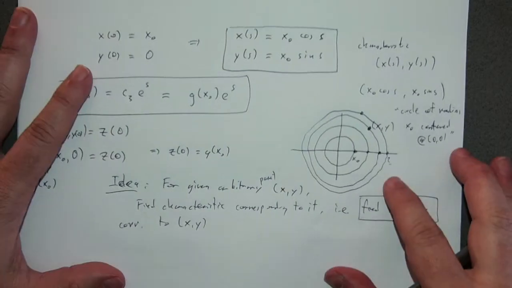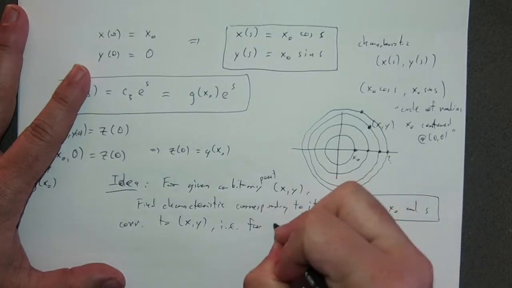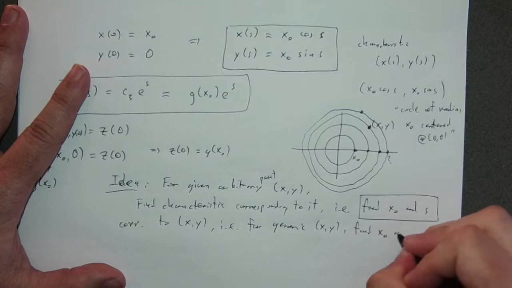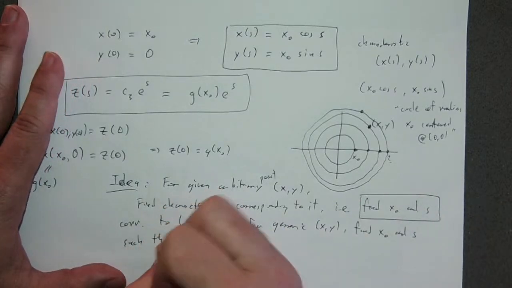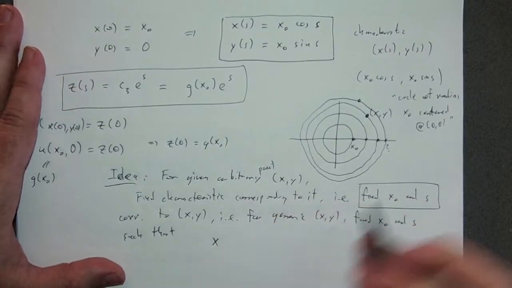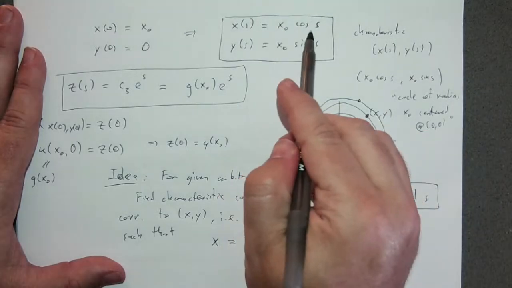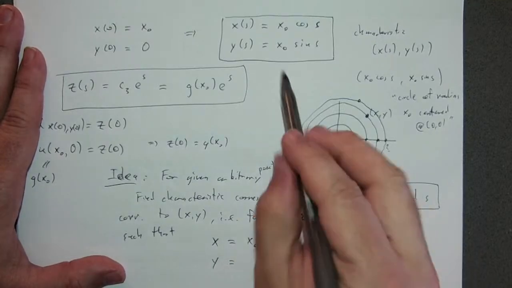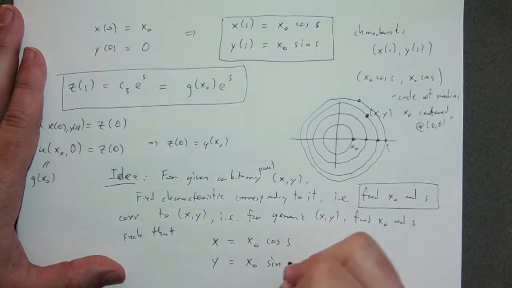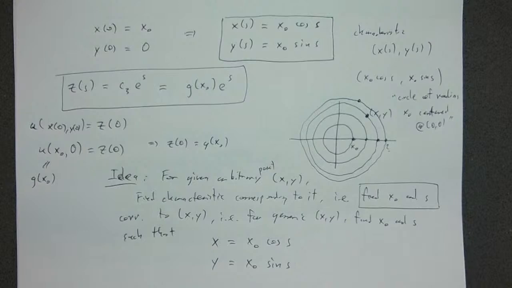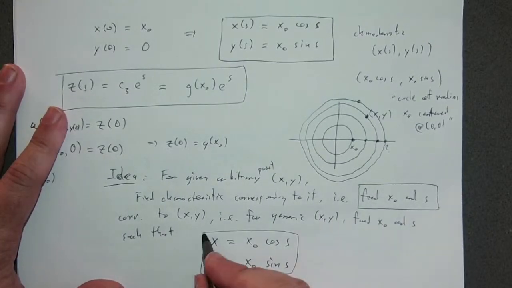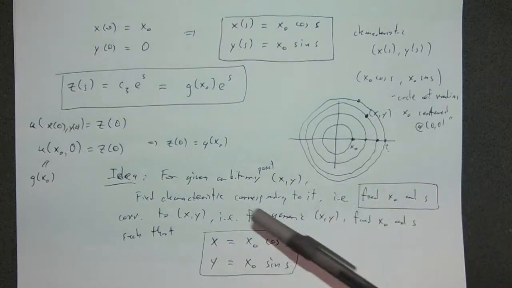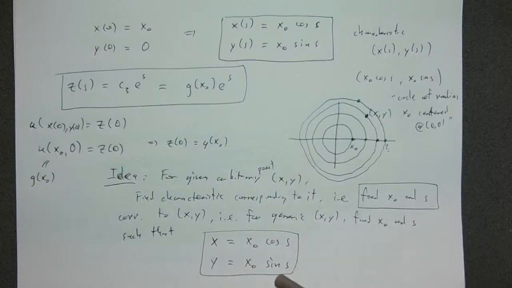But then in the context of this problem, for generic x y, find x naught and s such that x needs to be equal to x naught cosine s and y needs to be equal to x naught sine s. But for a given point x y, find x naught and s such that x is x naught cosine s and y is x naught sine s.